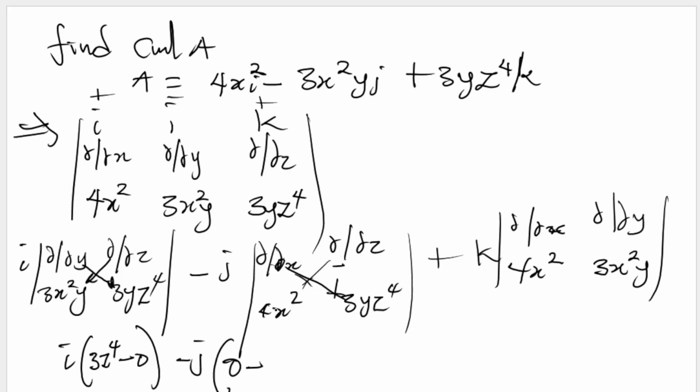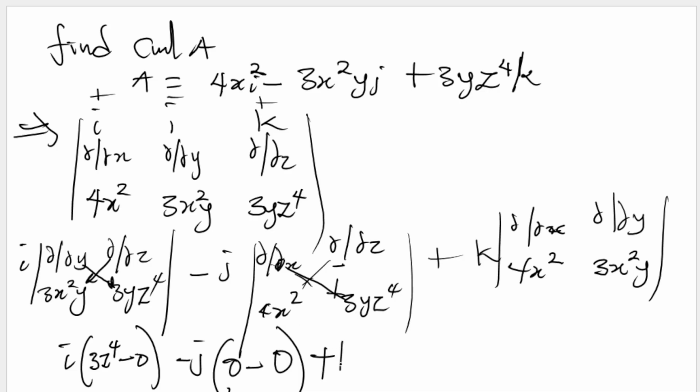Since you have 4x square here, remember you are differentiating with respect to z. Are we seeing z here? No. This should simply give you 0. That's the meaning.